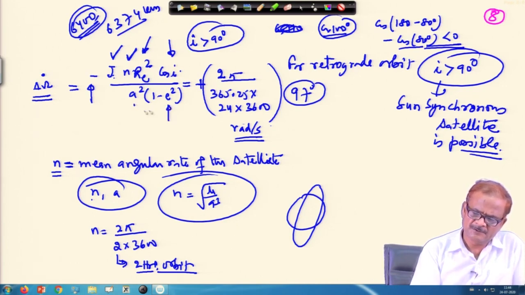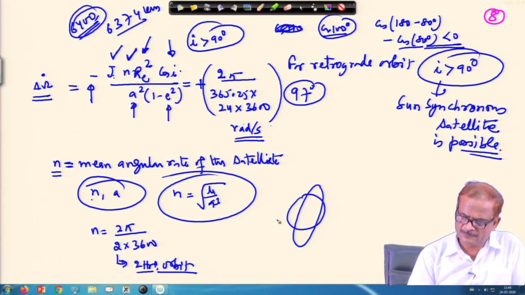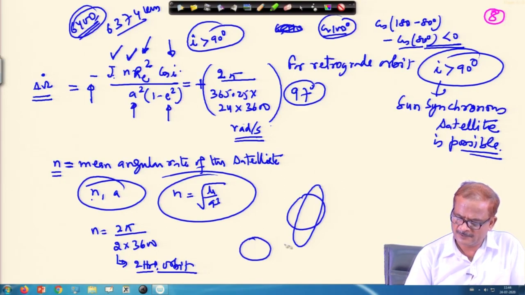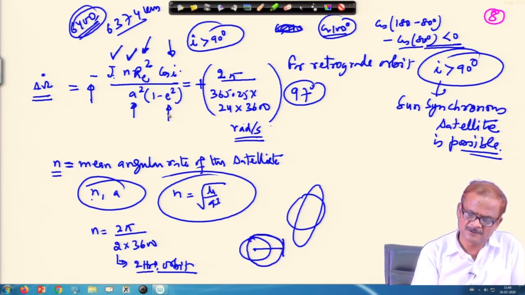And the eccentricity of the orbit, of course, what kind of orbit we are going to maintain, we cannot keep a very low altitude and high eccentricity, because in that case the perigee will be lying inside the earth, the satellite will go and hit the earth. So this is not possible. So all these things are fixed in the beginning, okay, and accordingly then this I is chosen.